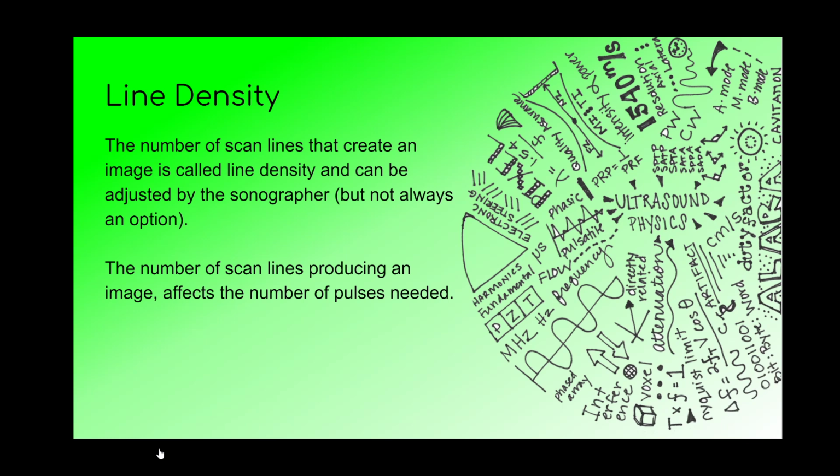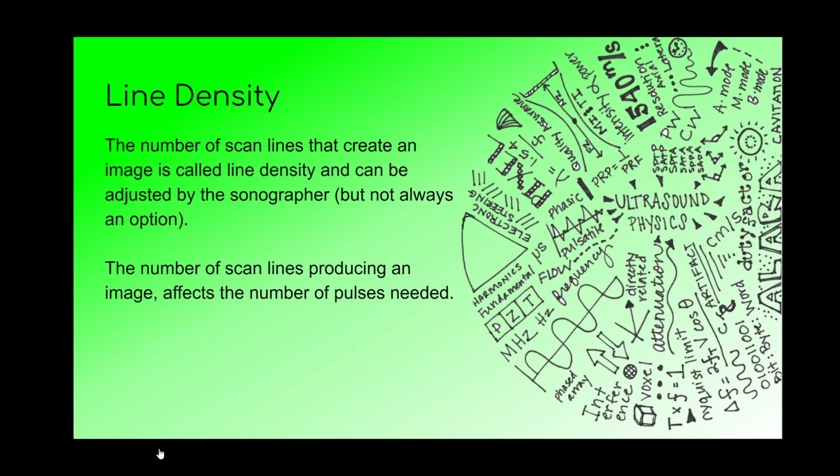Line density is the last concept that we need to talk about in regards to how many pulses are created per image. Line density, however, is not a concept that you will have to deal much with other than knowing what it does in theory. So line density is the number of scan lines that are used to create an image. And you can adjust the line density of a machine, but it's usually buried into multiple selected fields, if you can change it at all.